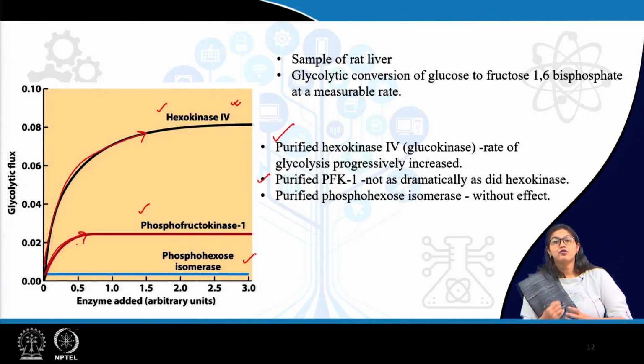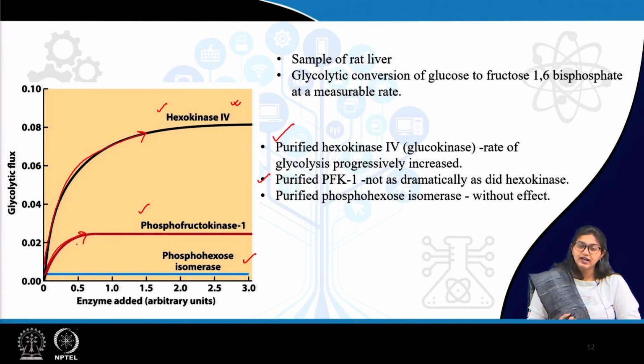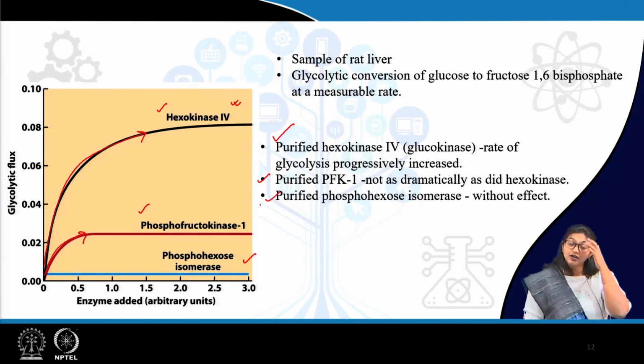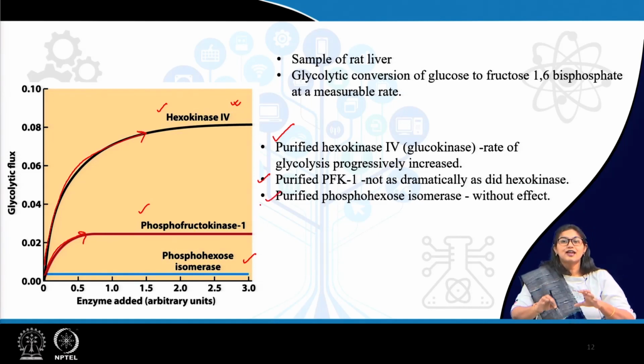Next is addition of purified phosphohexoisomerase, which has no effect. So, this is one very important pathway to describe what is regulation, what is control, and what is the rate limiting step. Why? We often say, what are the regulatory enzymes? Hexokinase in glycolysis: hexokinase, phosphofructokinase and pyruvate kinase.